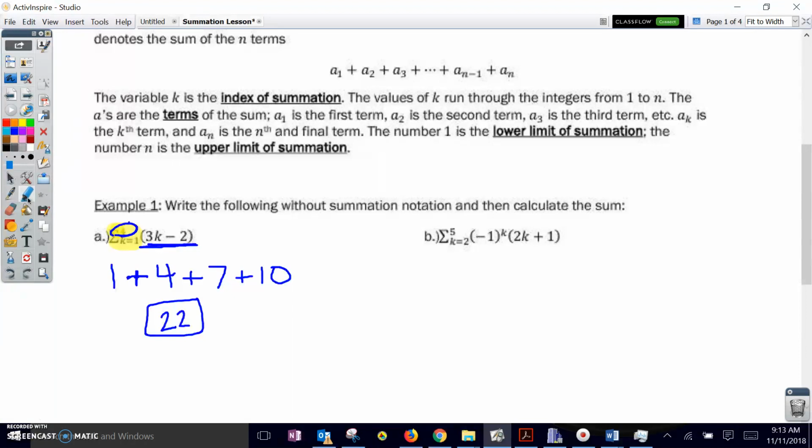We'll do the same thing here in part B. If we look at the summation, we're starting at k equals 2 and going up to 5. So we substitute 2 in here. We've got the quantity negative 1 to the second, that's positive 1, times 2k plus 1. If we put 2 in there, that's 5. We start with positive 5 as our first term here. Then we substitute 3 in there. This right here is going to turn into a negative 1, and so negative 1 times 7 gives us a minus 7.